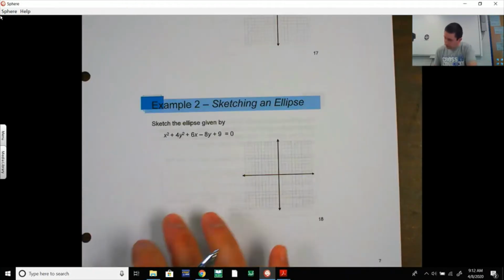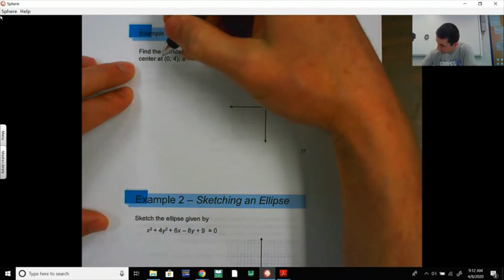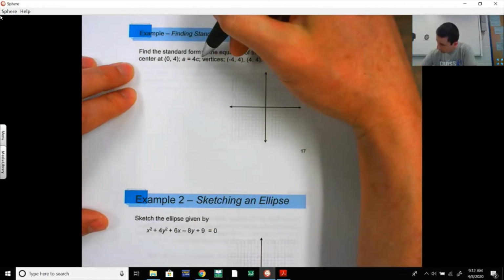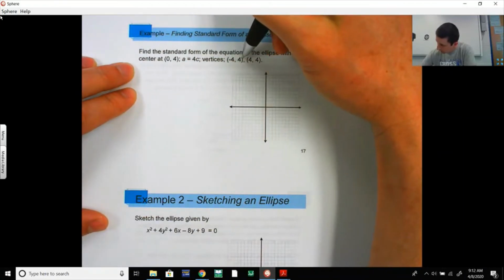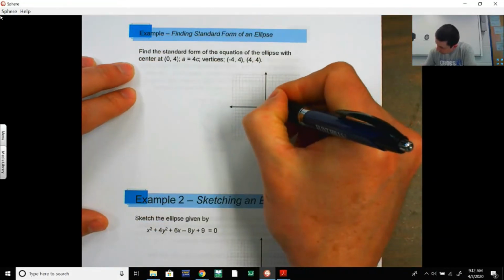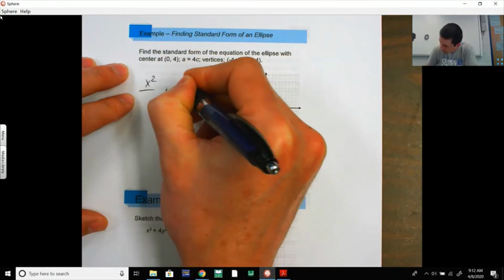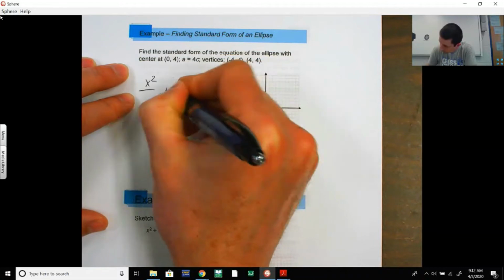Alright, let's see if we can get some more challenging ones. Find the standard form of the equation of the ellipse with center at 0, 4, A equals 4c, and you have vertices at negative 4, 4, and 4, 4. So the center is at 0, 4. So we're going to have x squared over something plus y minus 4 squared over something equals 1.